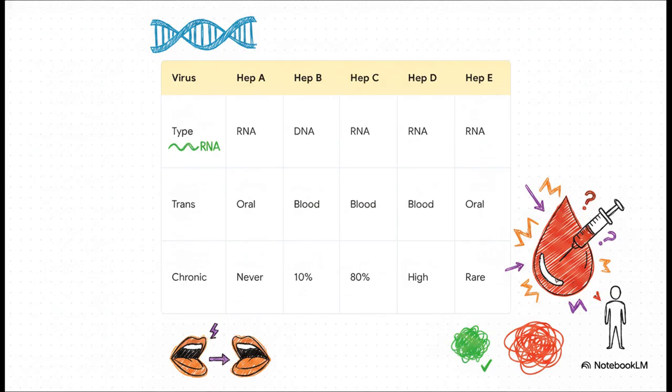Finally, you absolutely must memorize the frequency of chronic liver disease here. Hepatitis A and E effectively never become chronic in healthy individuals. Meanwhile, hepatitis C carries a staggering 80% chronicity rate, making it a leading cause of chronic liver disease worldwide.